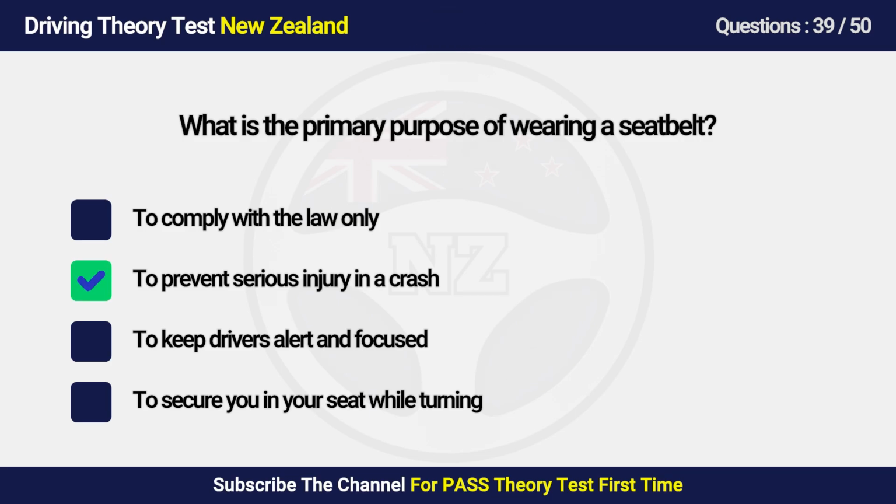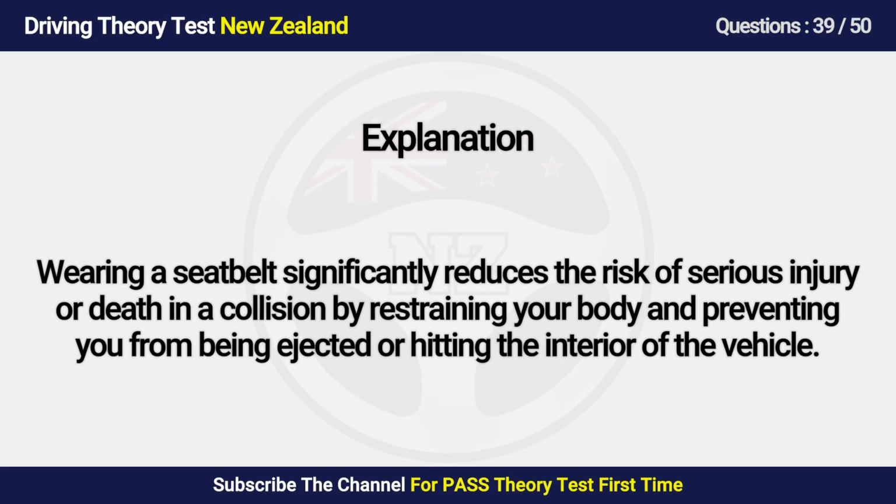Answers is B. To prevent serious injury in a crash. Wearing a seat belt significantly reduces the risk of serious injury or death in a collision by restraining your body and preventing you from being ejected or hitting the interior of the vehicle.